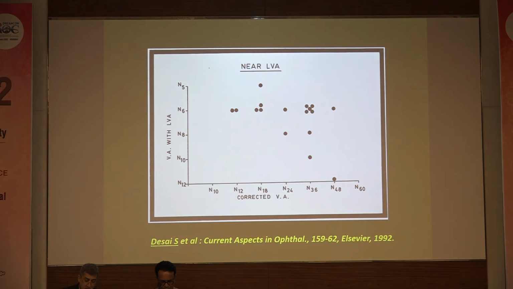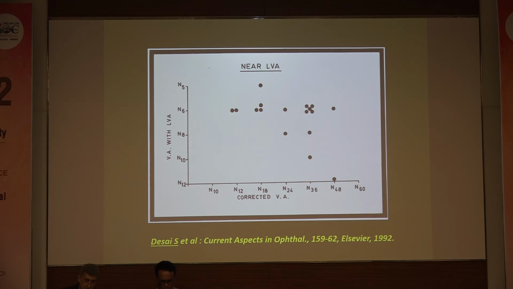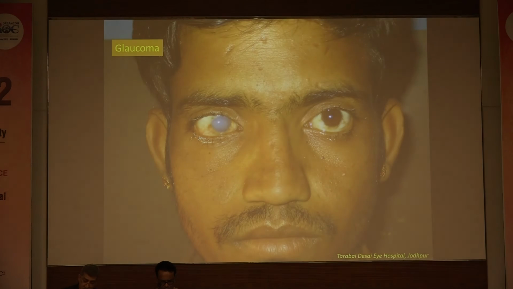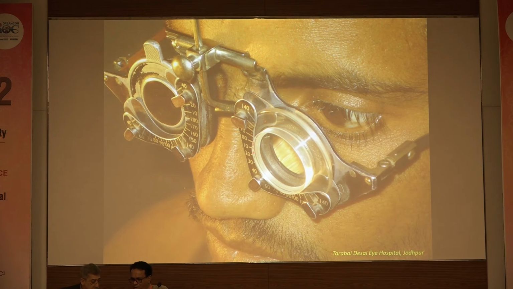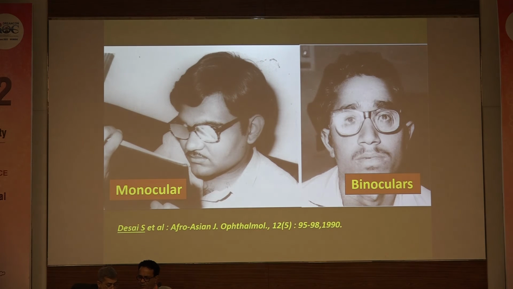So this is the same study showing the visual acuity improvement up to N6, and this is an example of a one-eyed patient with advanced glaucoma in the seeing eye benefiting from the high plus reading glasses, and these can be used for monocular and the binocular purposes.